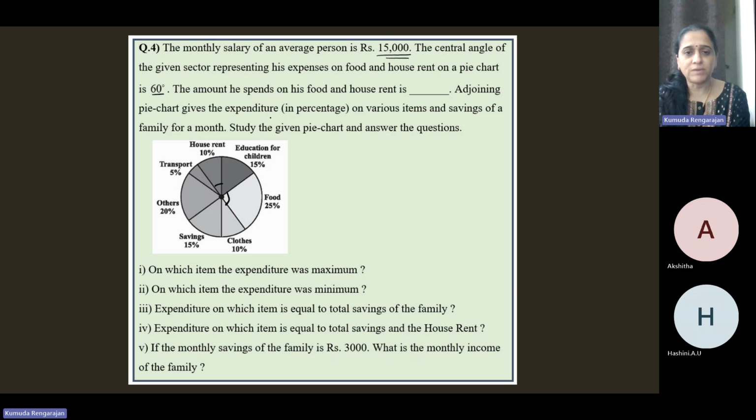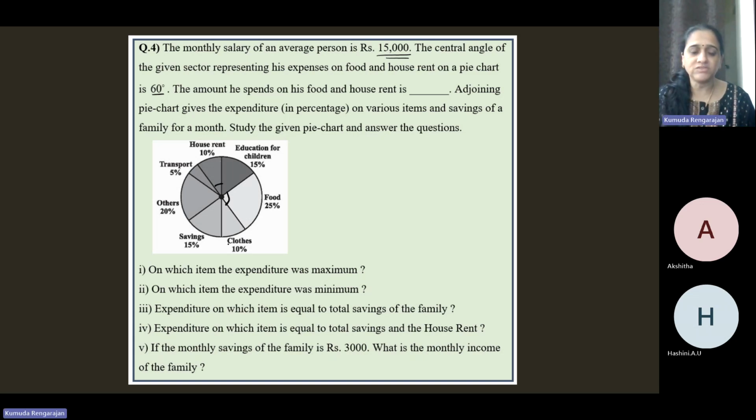Then the pie chart gives expenditure in percentage on various items and savings of a family for a month. Study the pie chart and answer the questions. Let's see the pie chart first. He spends 15% on education for children, 25% on food, 10% on clothes, 20% on miscellaneous expenses, 5% on transportation, and 10% on house rent. 15% he saves.